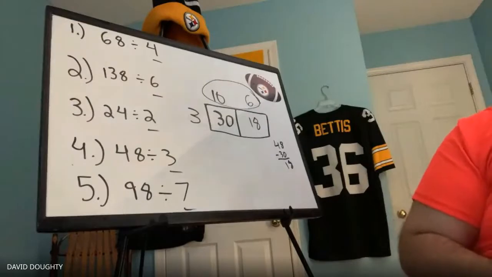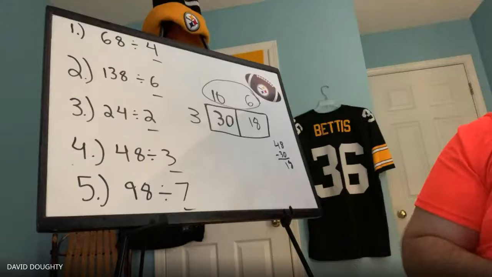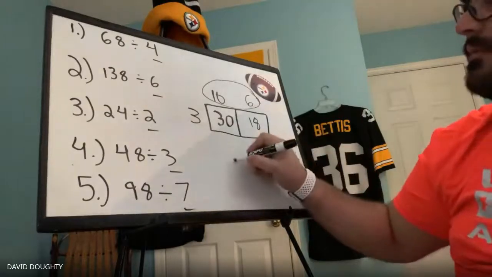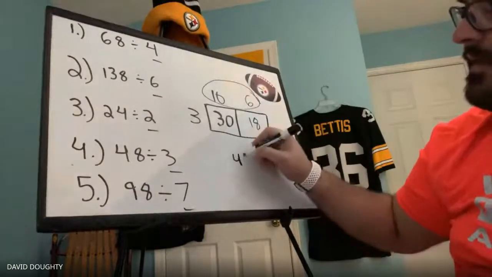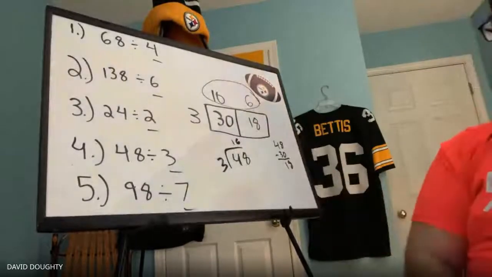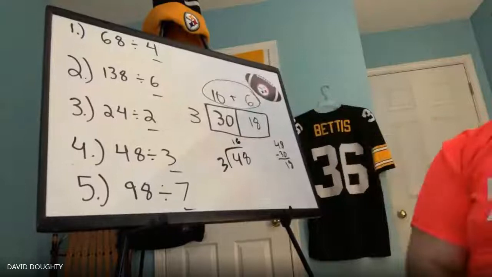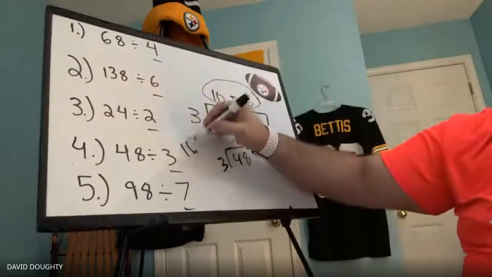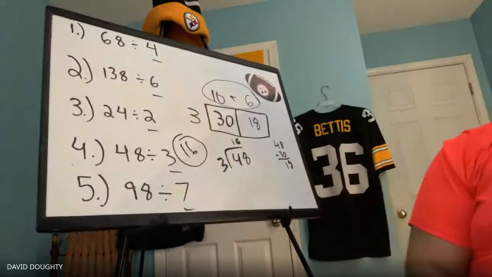If it helps you remember, the answer in division is on the top. Whenever you do a normal division problem, like what was this, 48 divided by 3, our answer is going to be on the top, 16. Okay, because 10 plus 6 is 16. So 16 is your answer for number 4. Okay.